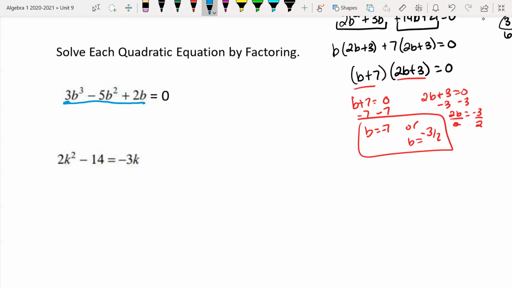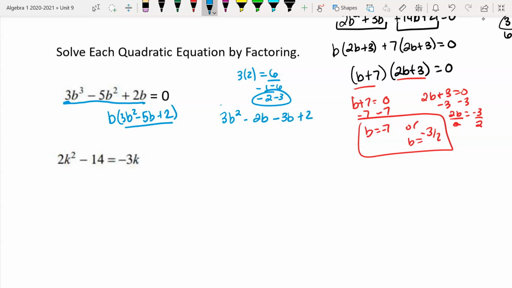Now this one's a little bit harder because before you even do the AC method, you should factor out a b. So then I would do the AC method with this. So 3 times 2 would equal 6. But it's got to add to negative 5, so I made them both negative. So I would say 3b squared minus 2b minus 3b plus 2. Factor by grouping.